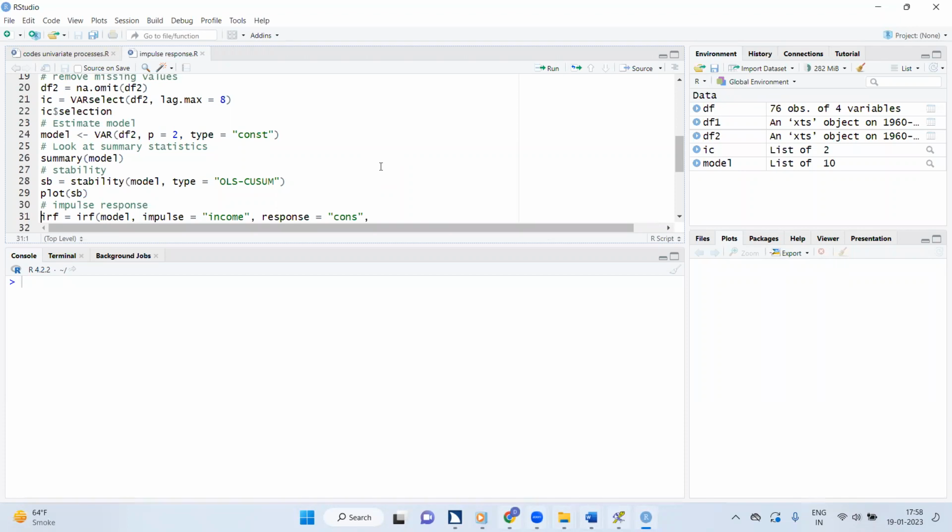So let's analyze them one by one. We can show this entire information in just one graph, but that would be quite clumsy, and there will be so many plots. So what we do, we just analyze them one by one. We are creating an object called IRF model. We're taking our model, and our model name was model. And impulse equals to, that means we're trying to find out the impact of income. Okay, on what?